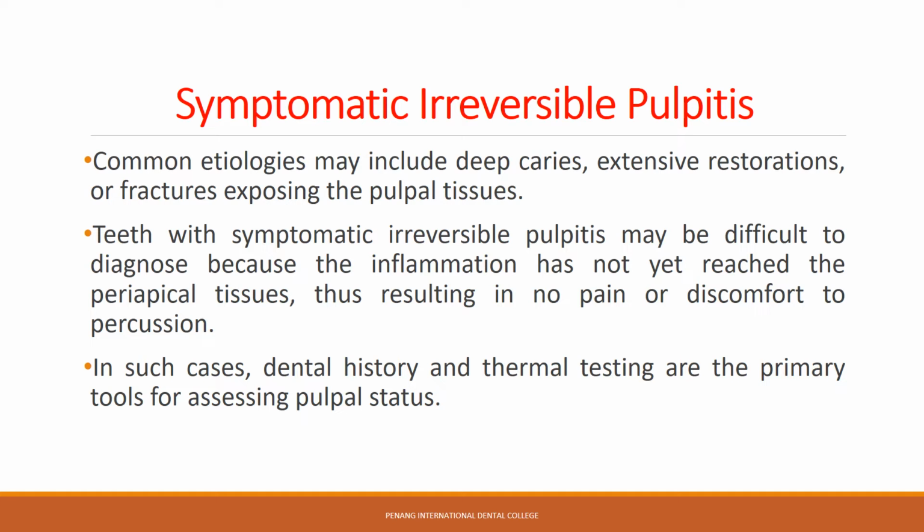The common etiologies may include deep caries very close to the pulp or involving pulp, extensive restorations or fractures exposing the pulpal tissues. Teeth with symptomatic irreversible pulpitis may be very difficult to diagnose because the inflammation has not yet reached the periapical tissues, thus resulting in no pain or discomfort to percussion tests. In such cases, dental history and thermal testing are the primary tools for assessing the pulpal status.